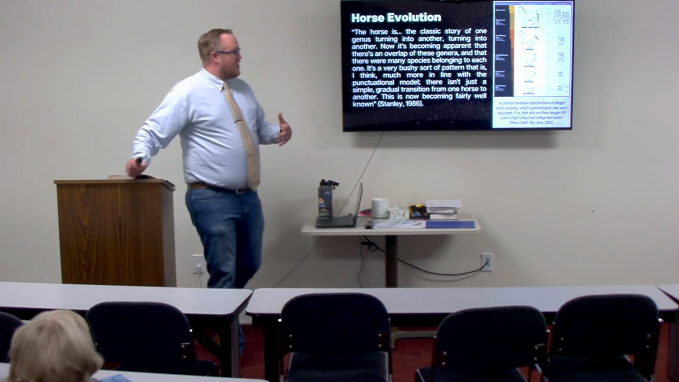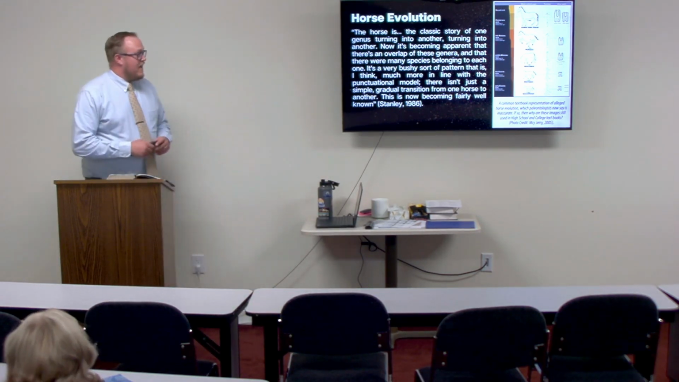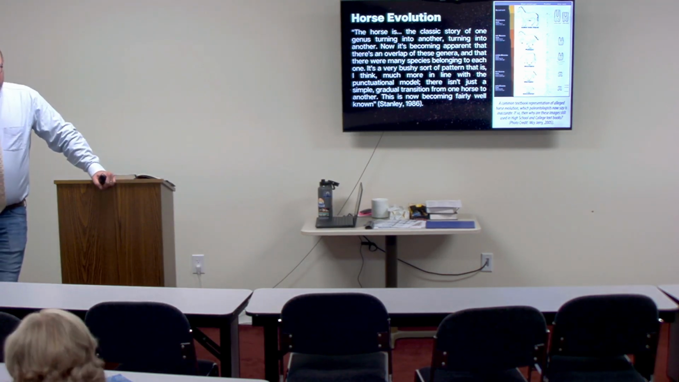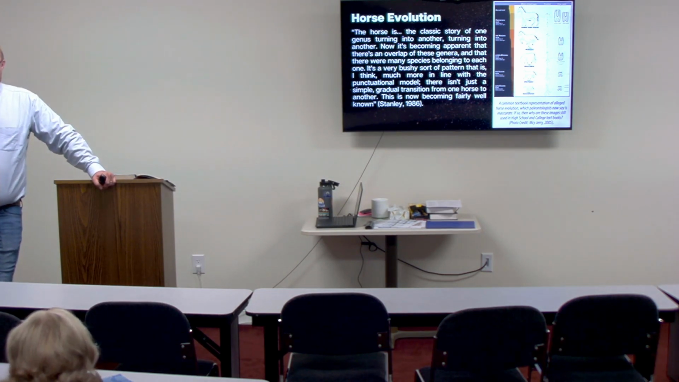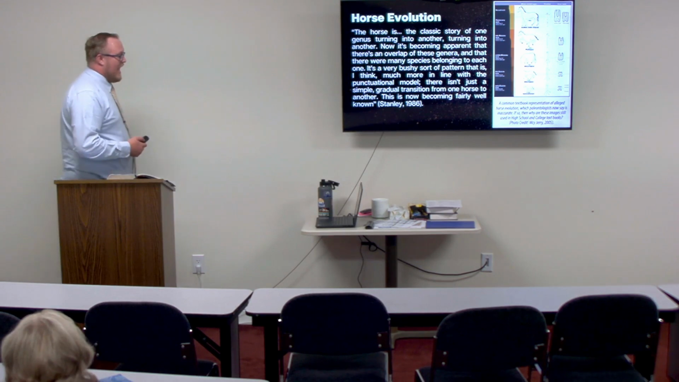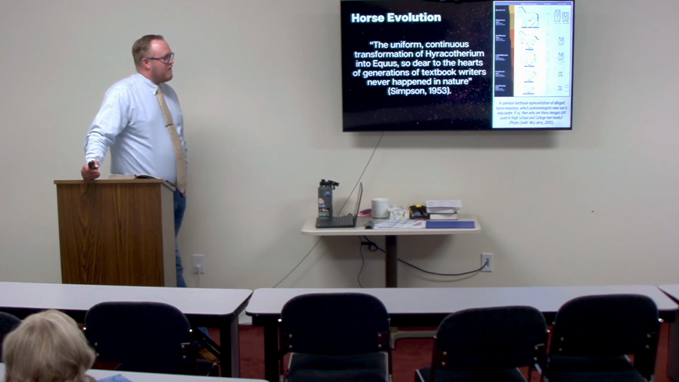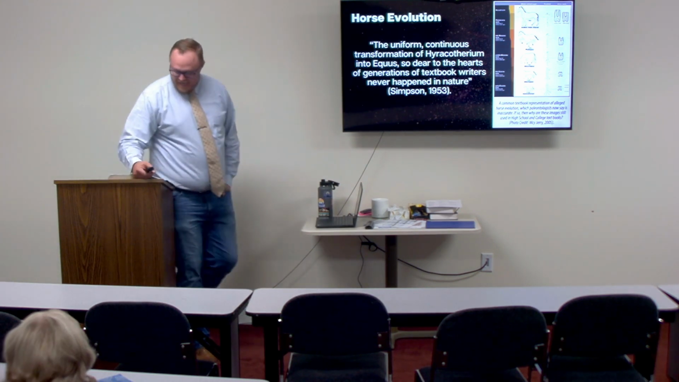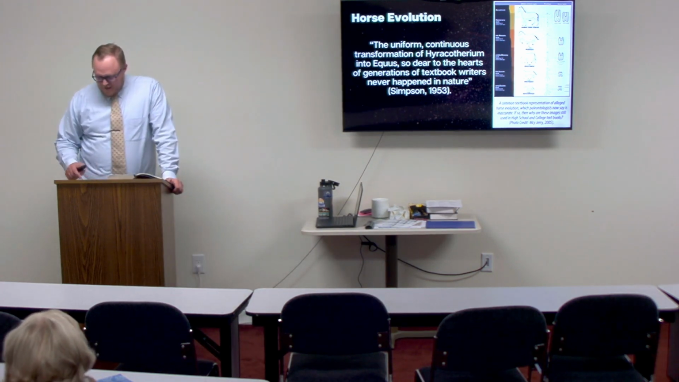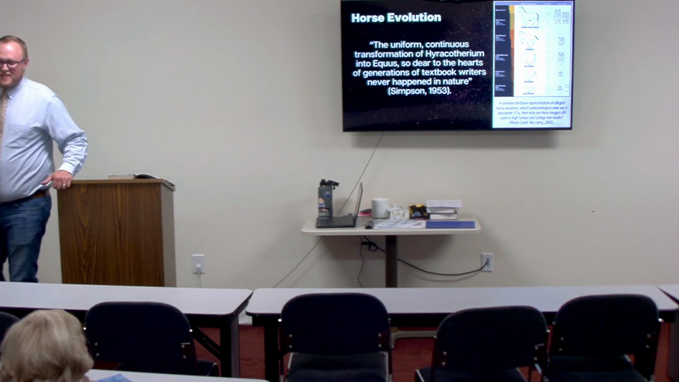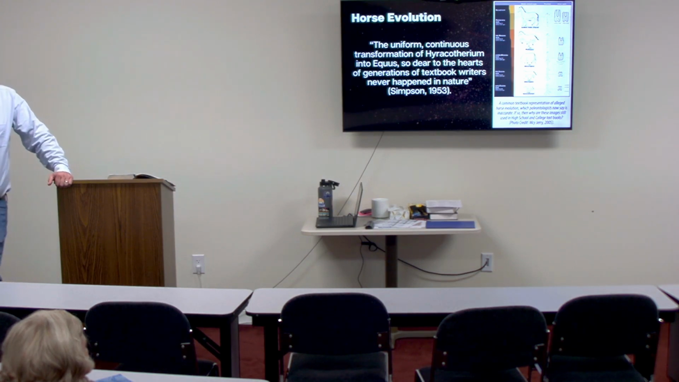There's a lot of evidence that shows that these animals overlapped each other, and it's not so much different species, but just different variations of the same kind. So a very similar animal. Another guy says this, that the uniform, continuous transformation of Hyracotherium into Equus, so dear to the hearts of generations of textbook writers, never happened in nature. He just flat out says that didn't happen. Any other things about the horse evolution before we go on?